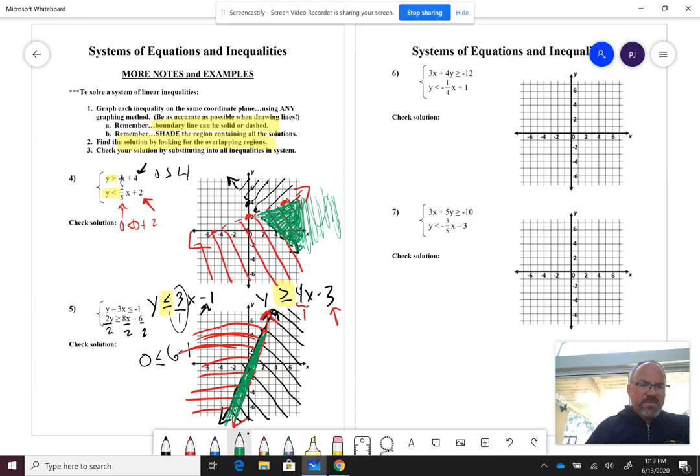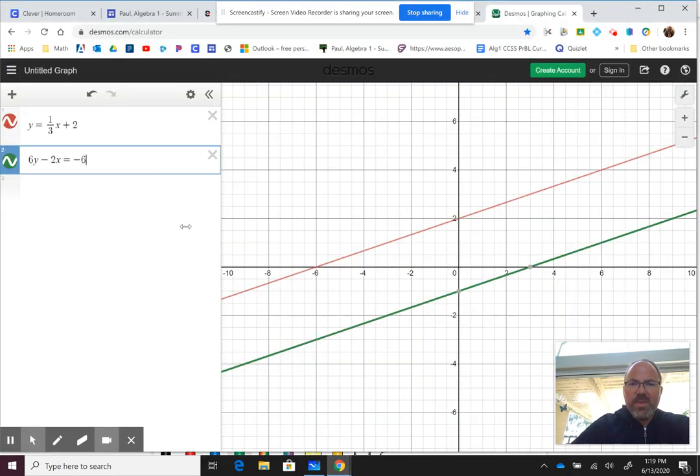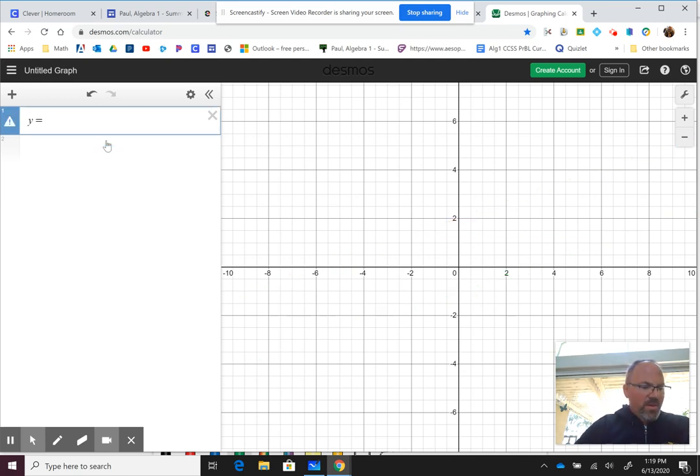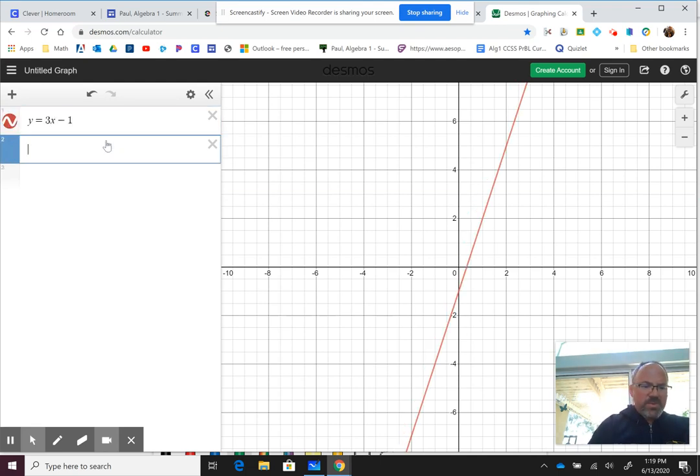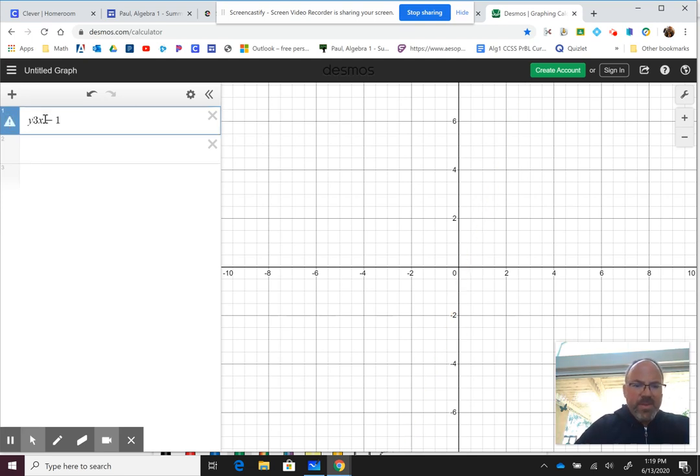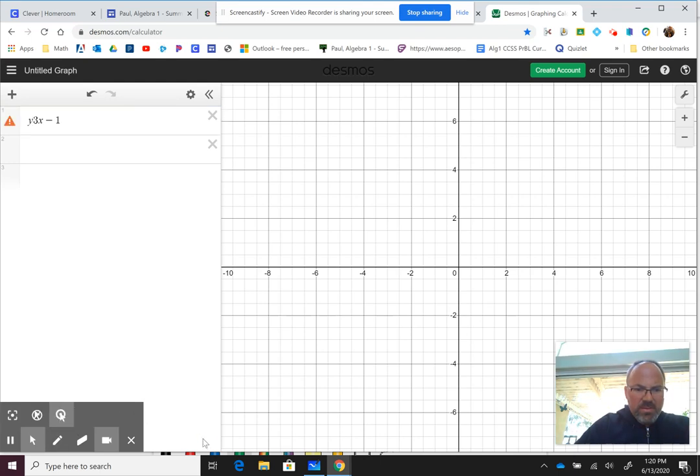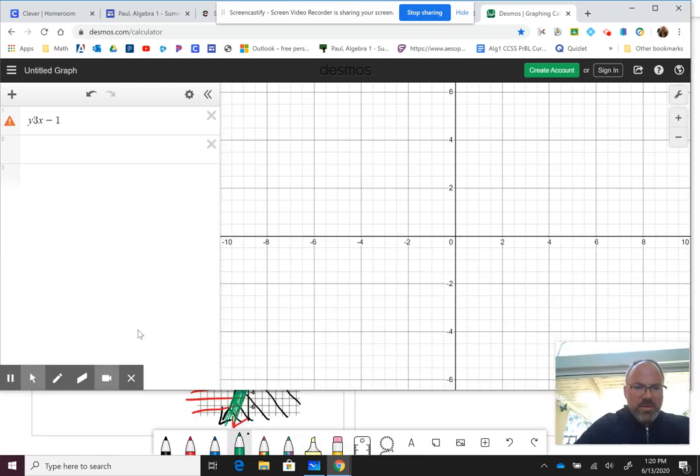Just in case you guys are having a hard time seeing, what I'm going to do is show you with Desmos. So what's that look like? The first equation was y equals 3x minus 1. And the next equation will, not equals. These are inequalities. So to find this inequality, I might have to, I need this button here.